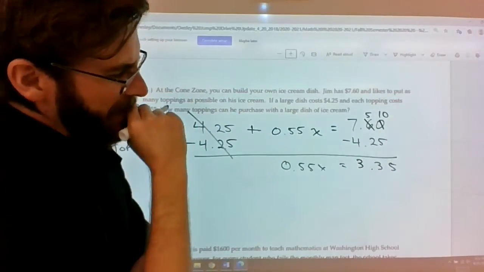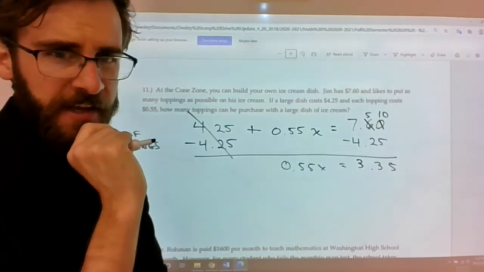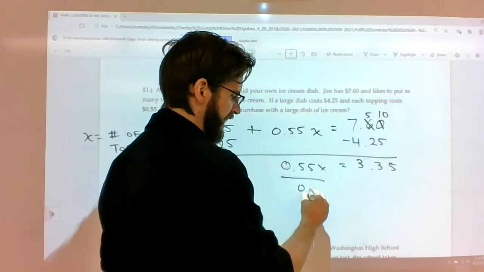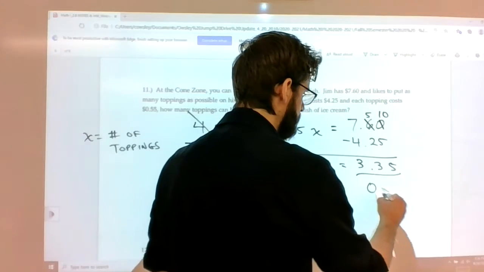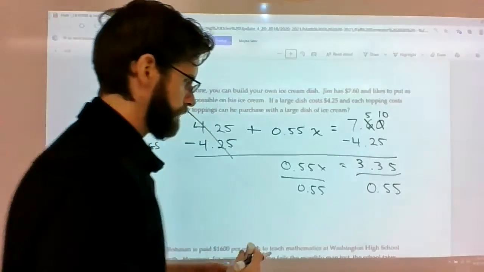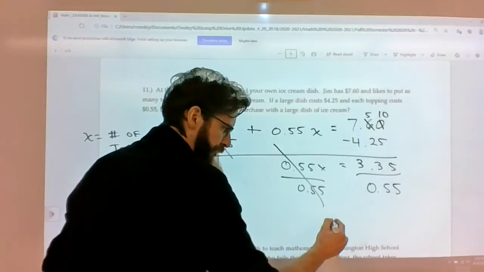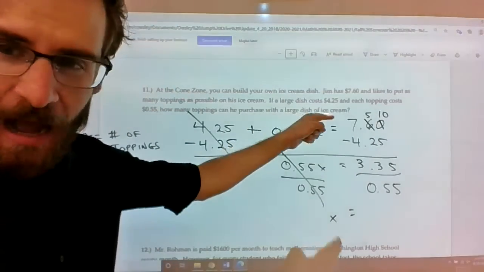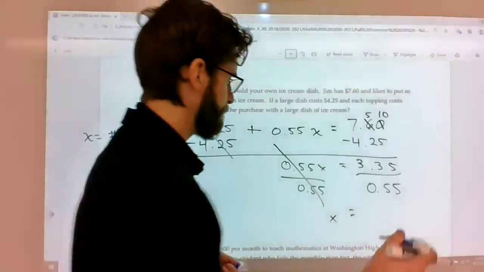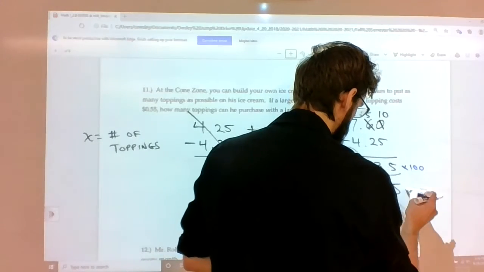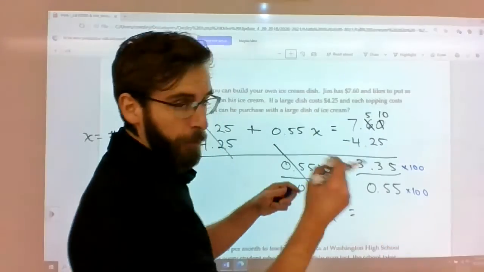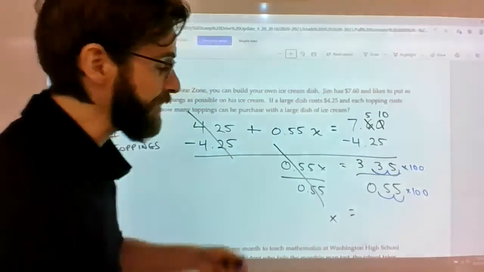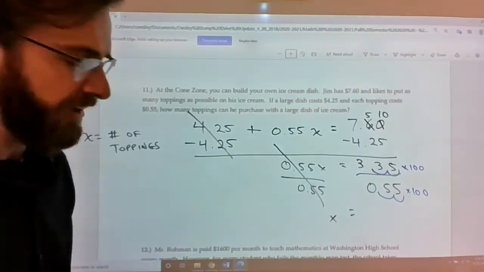So it's basically like this. I've got $3.35 to pay for the toppings. So you've got to divide by that 55 cents, which creates a clean X. And then I can multiply the top and bottom of that fraction by 100, which will get rid of the decimal completely. You move that over twice, move that over twice. And then we've got 335 divided by 55.